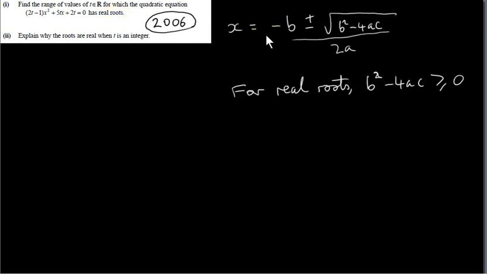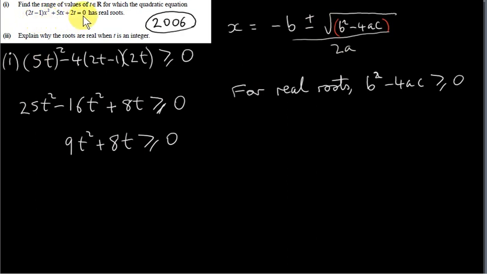Find a range of values of t, an element of R, for which the quadratic equation (2t minus 1)x squared plus 5tx plus 2t equals 0 has real roots. Now we know that the roots of a quadratic equation are given by this formula here. For real roots, we want the discriminant, that's what's inside the square root sign, to be either positive or 0. If it's negative, we're getting the square root of a negative number, and then we're dealing with complex roots. The square root of a negative number is an imaginary quantity.